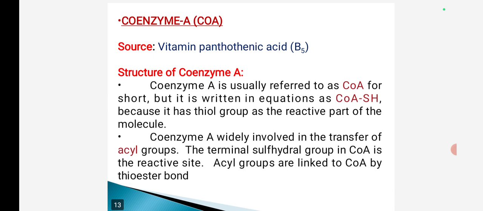Next one, coenzyme A, otherwise called CoA. Source for coenzyme A: pantothenic acid or vitamin B5. Coenzyme A is usually referred to as CoA for short, but it is written in equations as CoA-SH because it has a thiol group as the reactive part of the molecule. Coenzyme A is widely involved in the transfer of acyl groups. The terminal sulfhydryl group in CoA is the reactive site. Acyl groups are linked to CoA by a thioester bond.